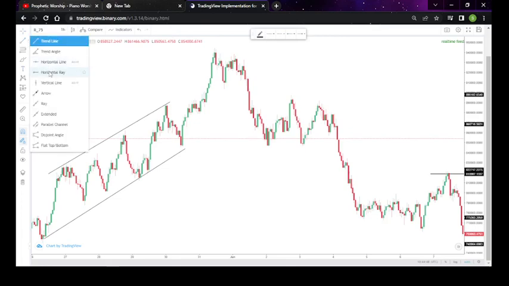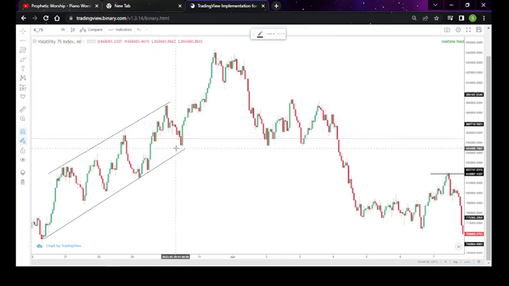I need to draw the neckline with a horizontal ray, as you can see.